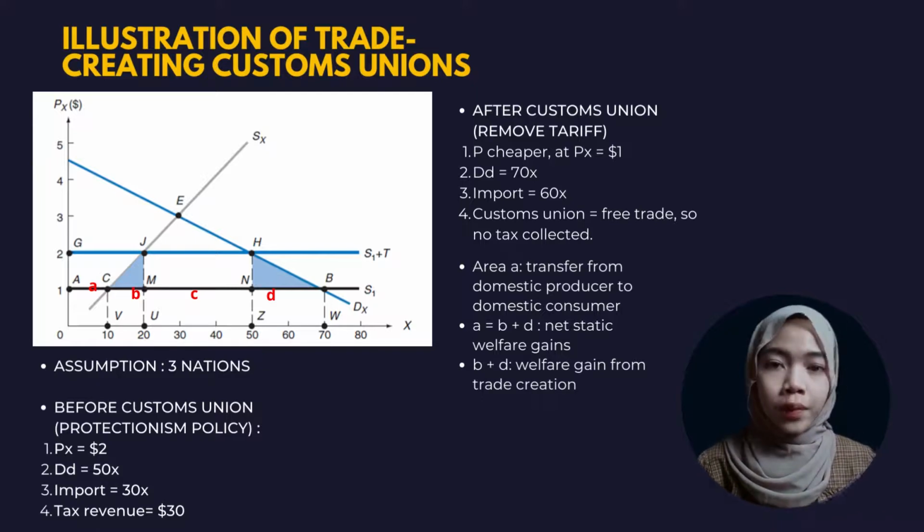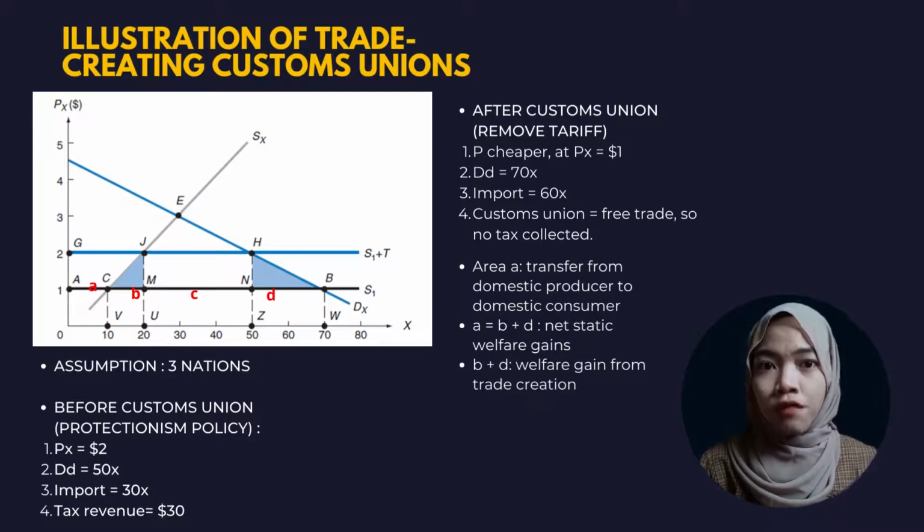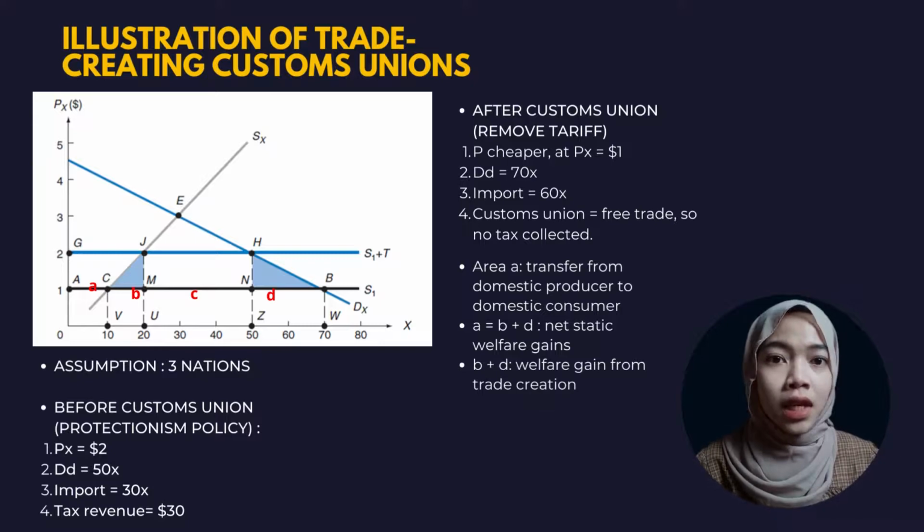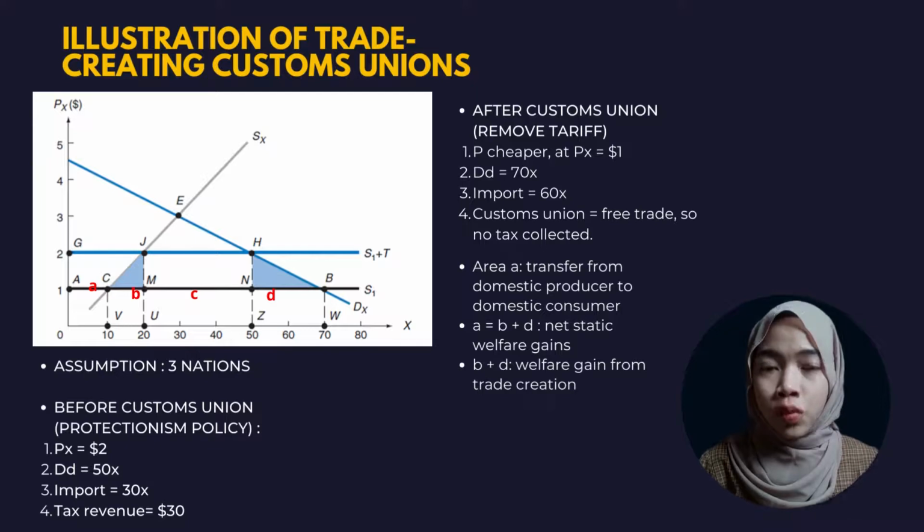If nation 2 forms a customs union with nation 1, which removes the tariff on its imports from nation 1 only, Px equals $1 in nation 2. At this price, nation 2 consumes 70X of the commodity with 10X produced domestically, and 70 minus 10 is 60, so nation 2 will import 60X from nation 1. In this case, nation 2 collects no tariff revenue. The benefit to consumers in nation 2 resulting from the formation of the customs union is equal to areas A, B, C, and D, which is the increase in the consumer surplus.